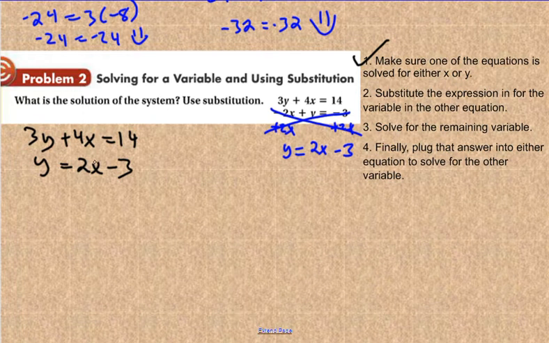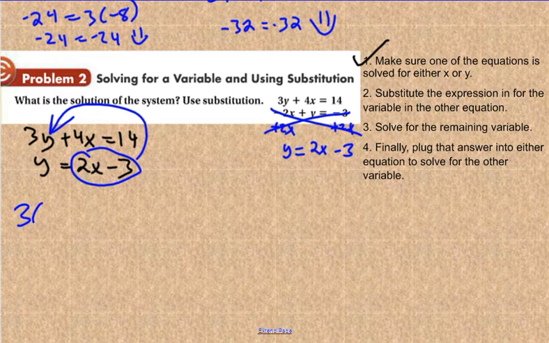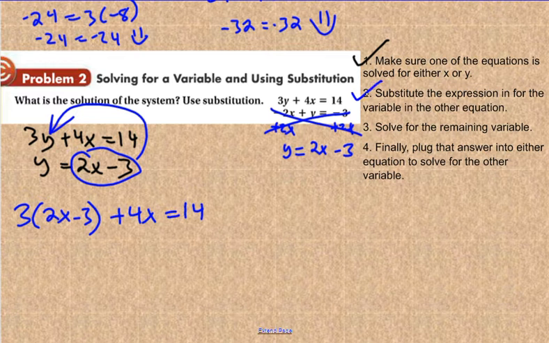Step 2, substitute the expression in for the variable on the other equation. So y is equal to 2x minus 3. That means 2x minus 3 can go in for y. So that would mean step 2 would be 3 instead of y, it's times 2x minus 3. And this is where it can get tricky. It can get confusing sometimes. But y equals 2x minus 3, so instead of y, we're going to use 2x minus 3. Everything else is the same in that equation. Step 2 is done. Solve for the remaining variable, which is just x.